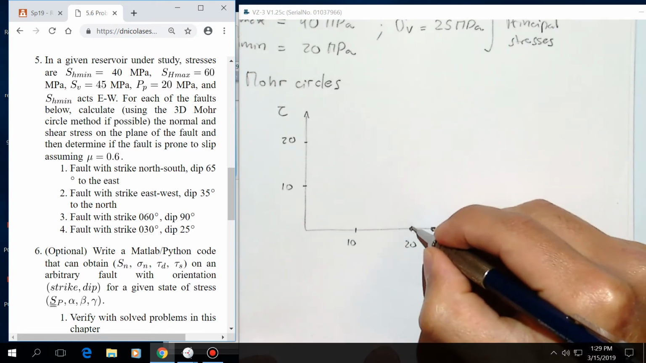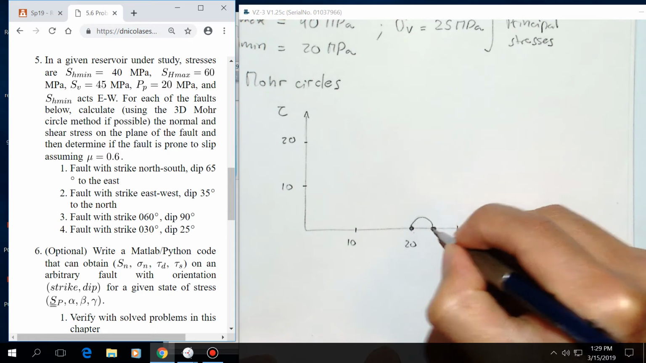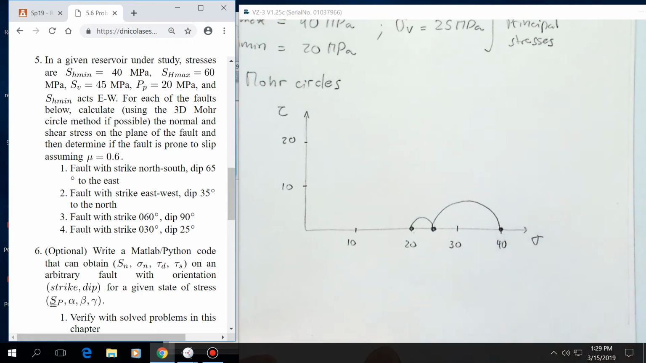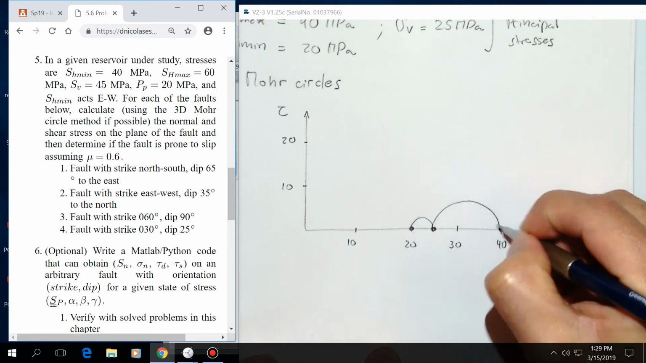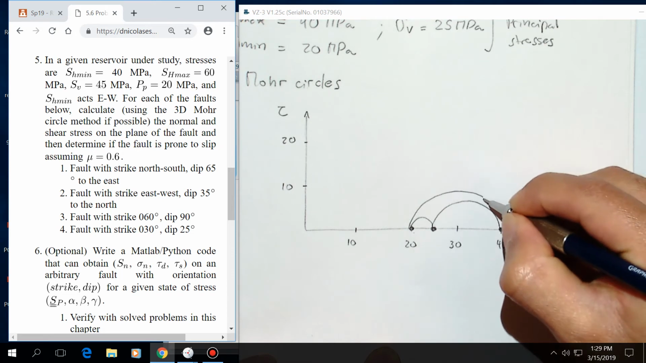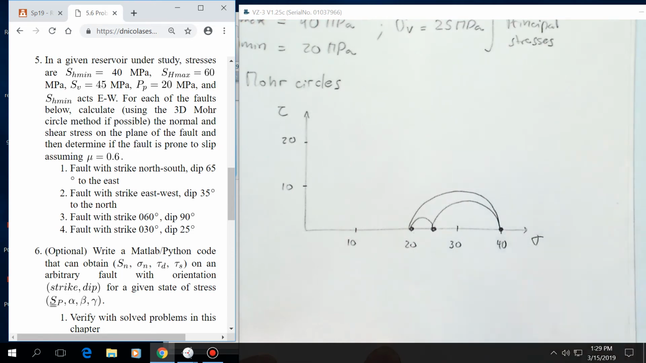So the first one is going to be this one, the second one something like that, and the third one is going to be something like this.